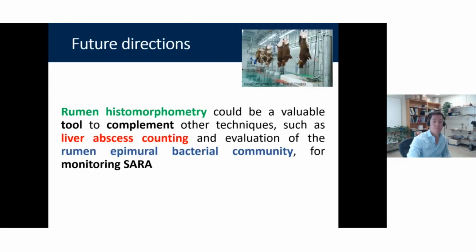With that, some of the future directions that you can see with the rumen histomorphometry is that it can be a really good complement tool for the monitoring of subacute ruminal acidosis at the slaughterhouse, along with other tools like liver abscess counting and ruminal epimural bacterial community assessment. So those are some of the potential value that I can see, not only for diagnosis, but also to check the health status in a herd when you want to check for subacute ruminal acidosis.